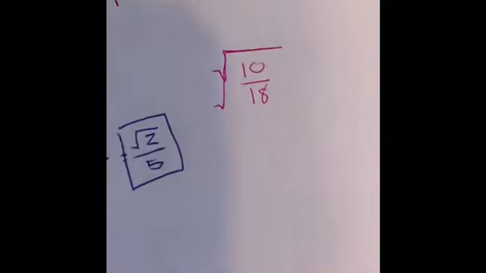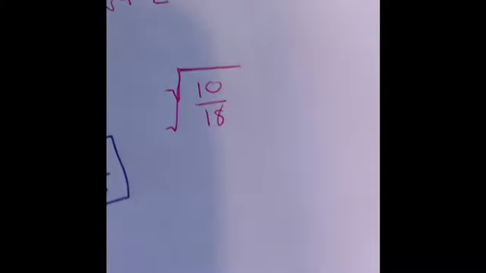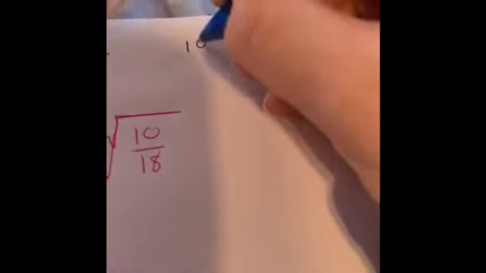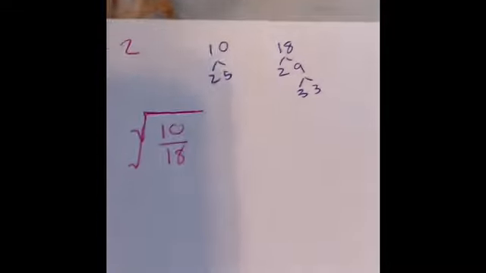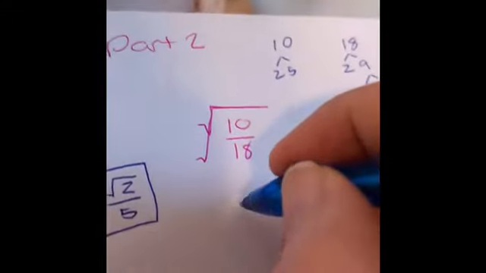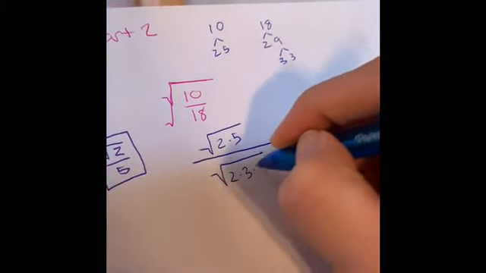I'm going to do one more. Square root of 10 over square root of 18. So we start with our factor trees. 10 is 2 and 5. 18 is 2 and 9. 9 is 3 and 3. So start my new fraction. I've got 2 and 5 on the top. 2, 3, and 3 on the bottom.